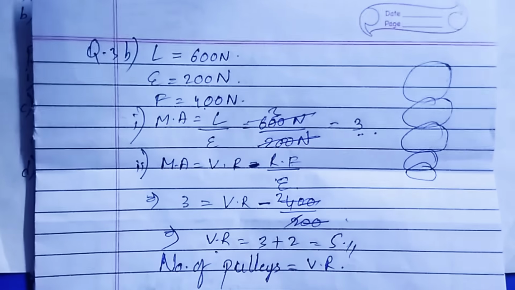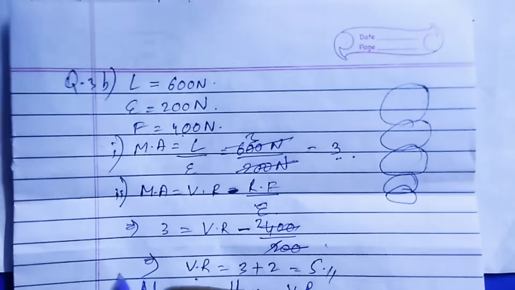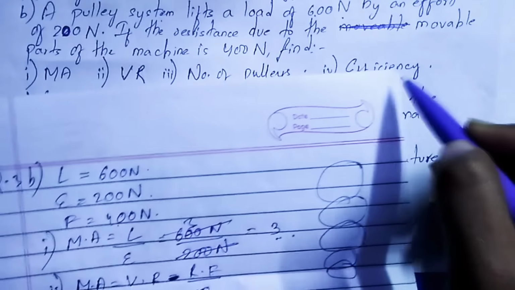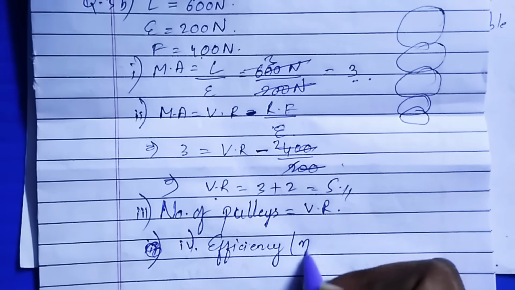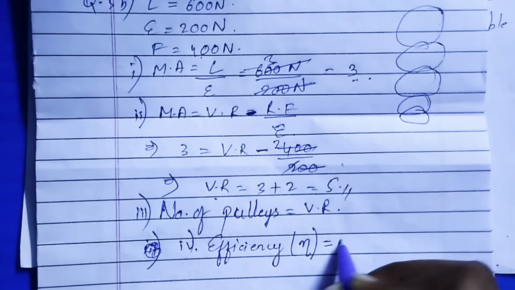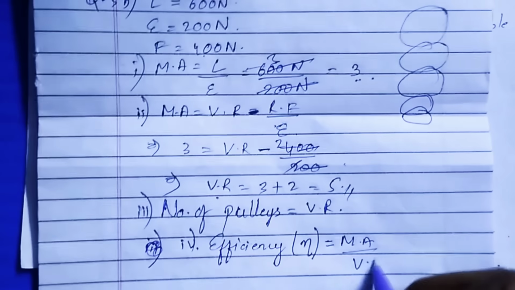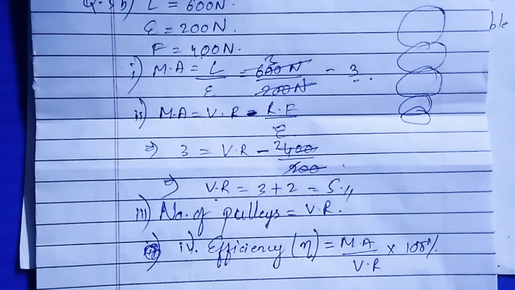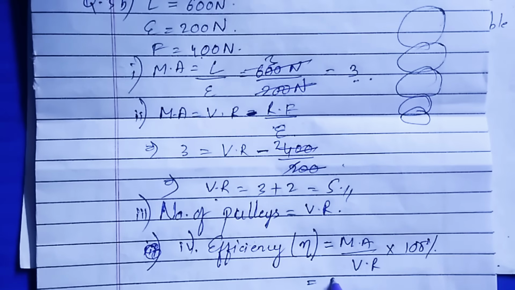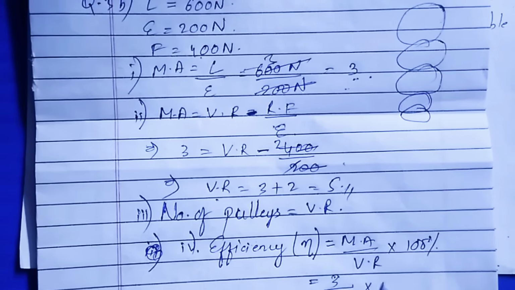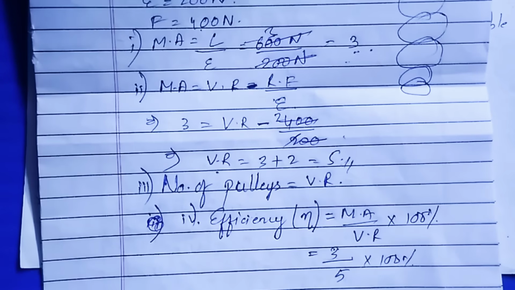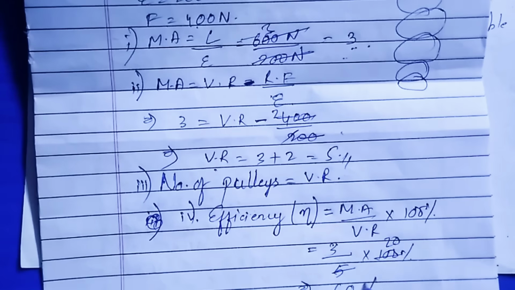Now next sub part, this is number 4. Now you need to find out the efficiency. So friends, there is another formula for efficiency, and the symbol of efficiency is quite similar to eta. Efficiency is mechanical advantage by velocity ratio into 100%. This is your formula for efficiency. So here mechanical advantage is 3 by velocity ratio, which is equal to the number of pulleys, that is 5, into 100%. So it is 60%.